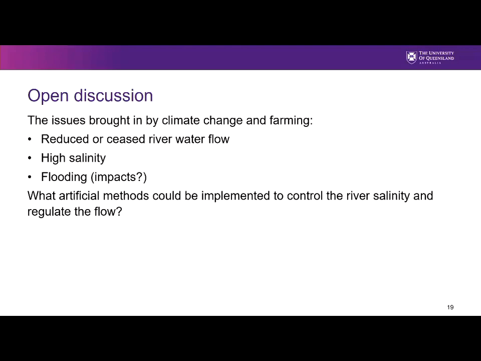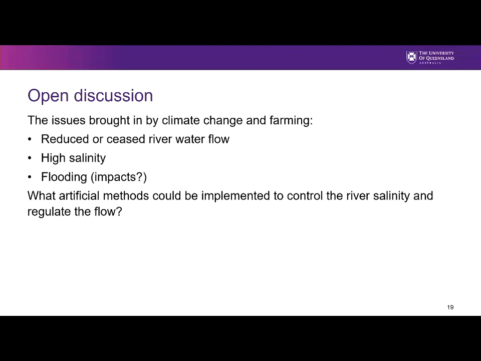Any ways to control salt? Or any way to reduce the head difference between groundwater and fresh water? Now you end up with this: saline groundwater, fresh river water. Is there any way to reduce this? Not really? No way? There are. Go ahead.